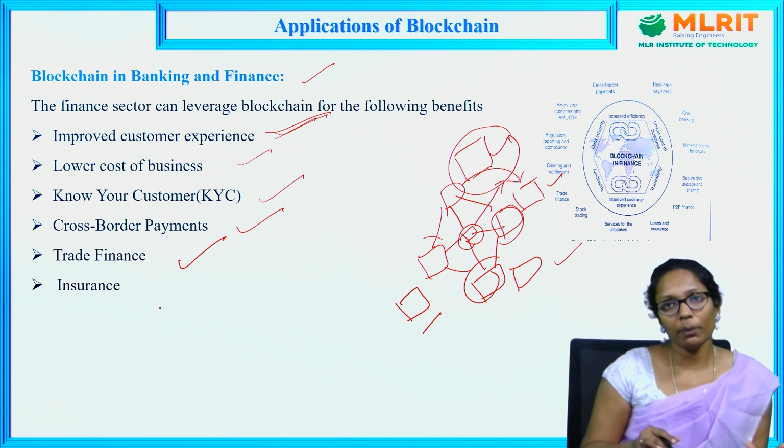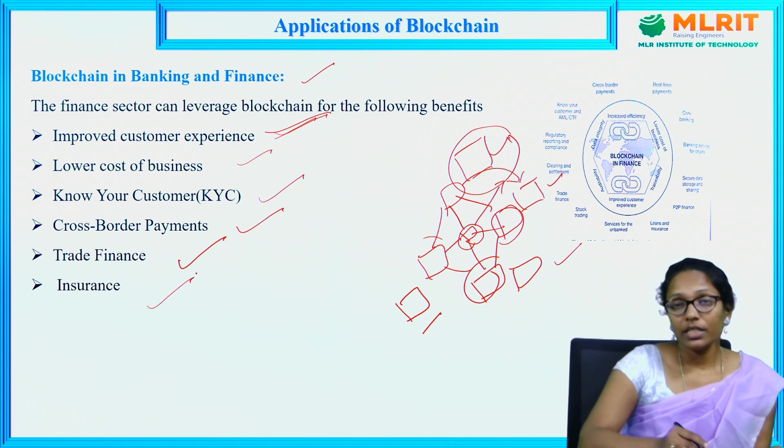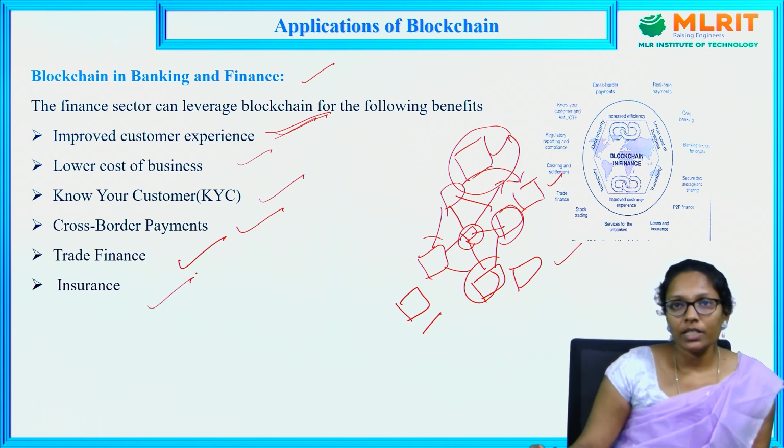We can simply upload all these documents in the blockchain network so that, using smart contracts, they will be auto-verified. If it is really valid, then the loan will be sanctioned immediately. And insurance, the same thing. The existing insurance mechanism takes a lot of paperwork, but in blockchain we can remove all those things.